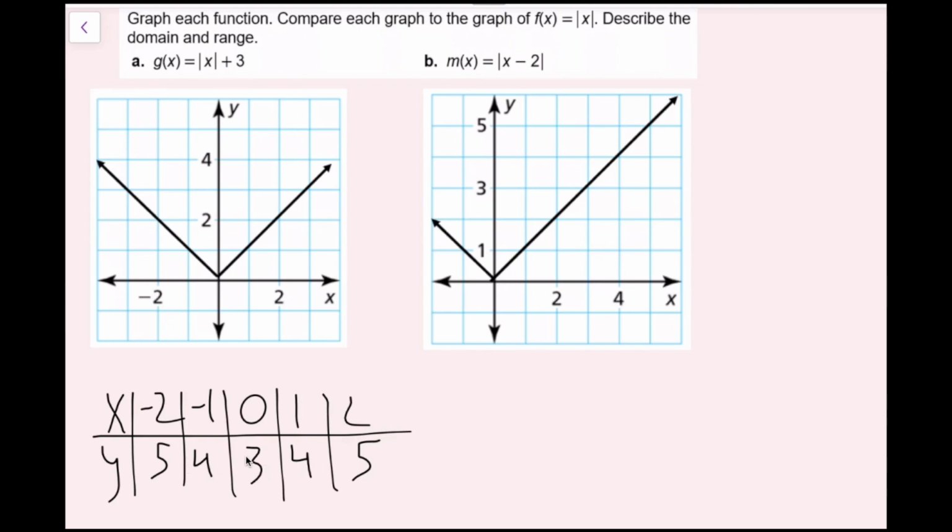Okay, so I'm going to just plot these points. So (0, 3), (1, 4), (2, 5). Then I have (-1, 4) and (-2, 5). Now I'm going to draw my absolute value function through this.